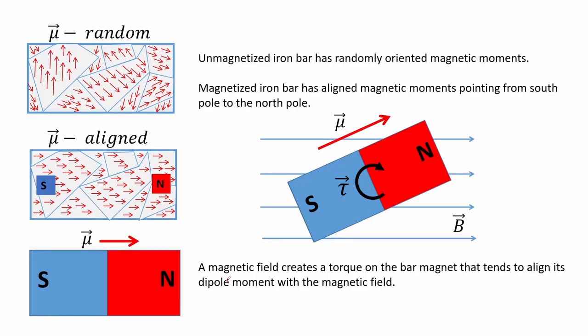An unmagnetized iron bar has randomly oriented magnetic moments. A magnetized iron bar has aligned magnetic moments pointing from the south pole to the north pole. A magnetic field creates a torque on the bar magnet that tends to align its dipole moment with the magnetic field.